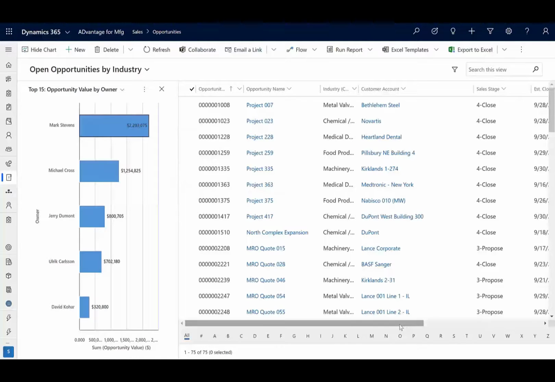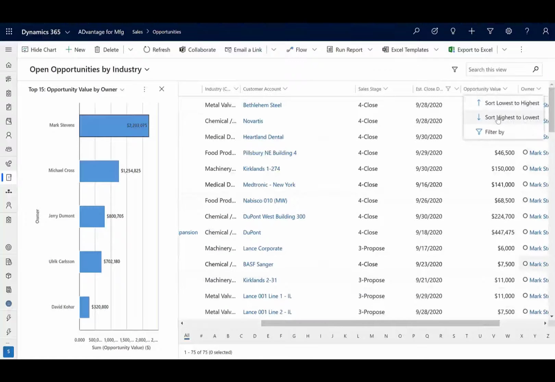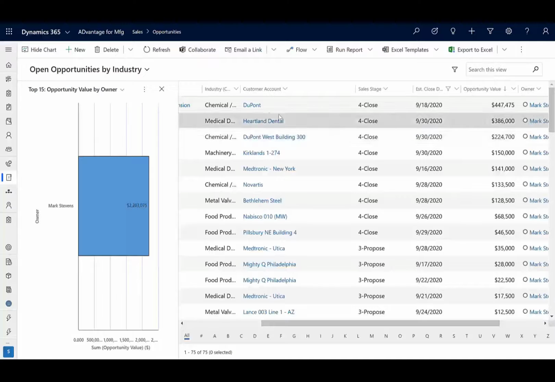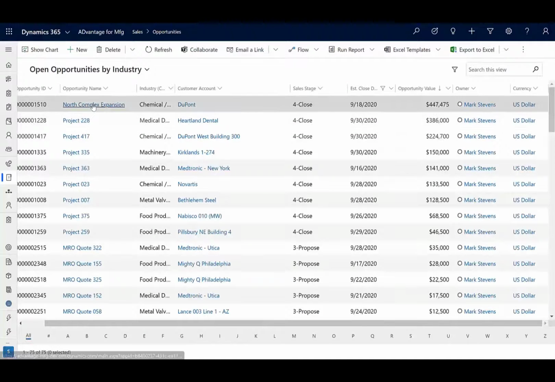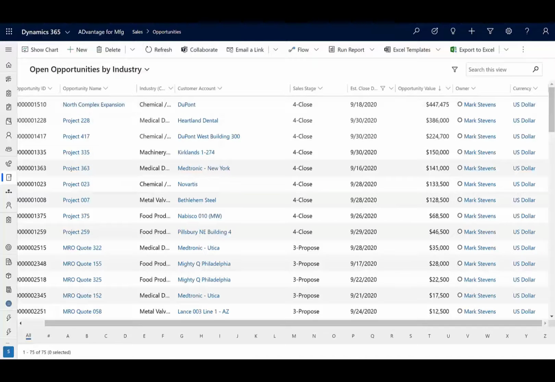So in this case, what I want to do is just focus on his top one or two opportunities. So I'm going to pivot this down, and I know that he's got this deal with DuPont, the North Complex expansion. We know there's some risk in this opportunity, so I want to drill into that particular deal more with him. So happily I can do that and pull up that opportunity and drill into it in more detail.